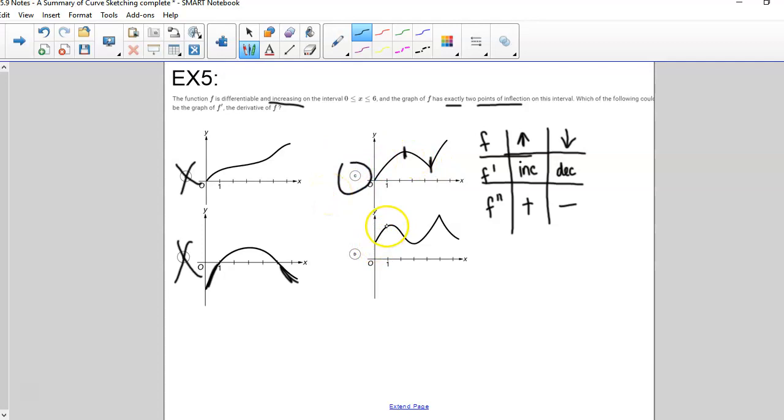This one has too many. So we go from increasing to decreasing here, so there's a point of inflection. Decreasing to increasing here, and then you got another point of inflection over here. So that one has too many.